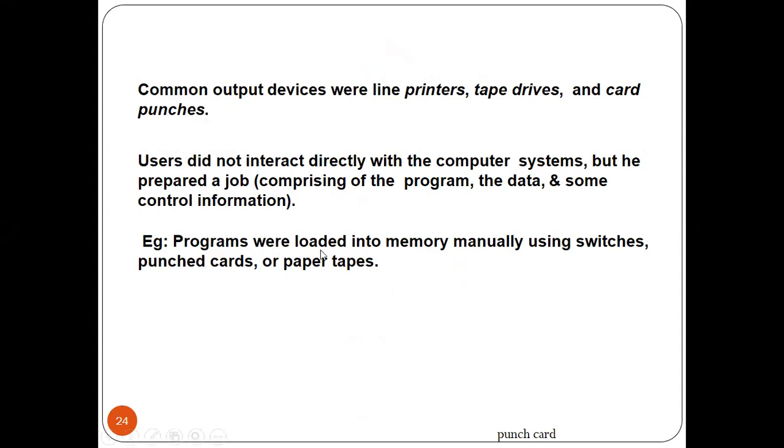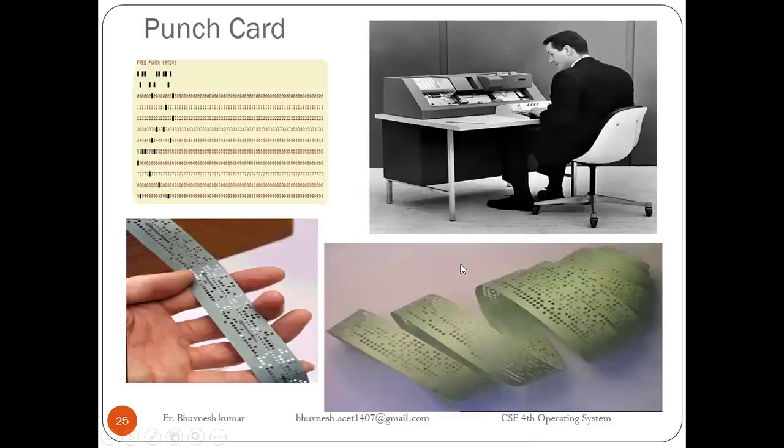For example, programs were loaded into memory manually using switches, punch cards, or a paper tape. Your paper tape and your punch card were also used to execute your programs. This is what batch processing looks like.